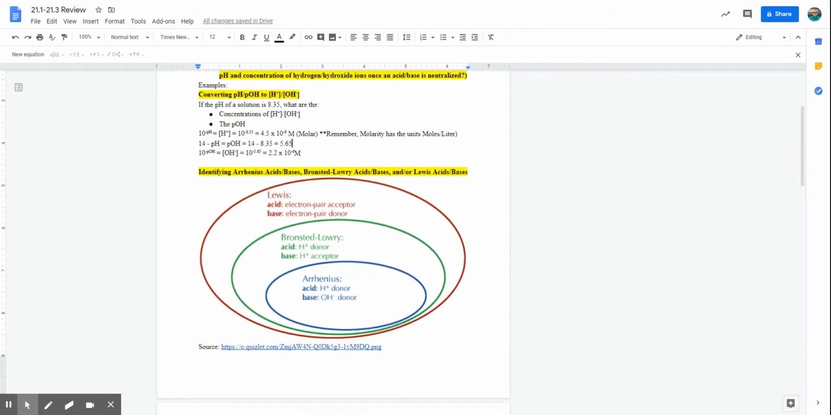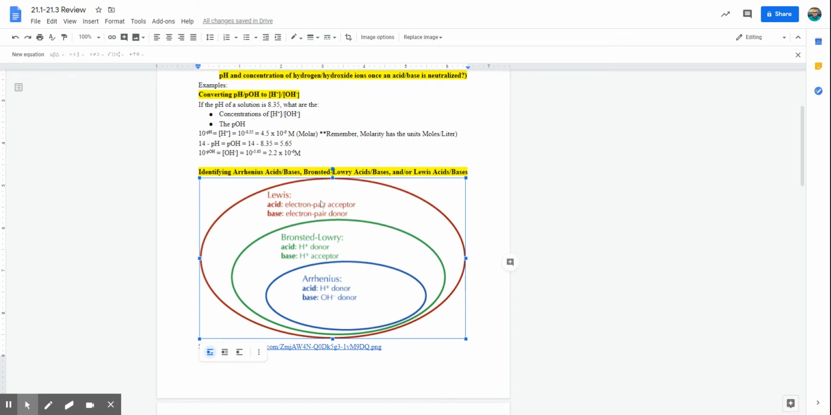The next one is identifying Arrhenius acids and bases, Bronsted-Lowry acids and bases, and Lewis acids and bases. I like this diagram. I pulled it off of Quizlet. I like it because it demonstrates which one encompasses which. The most restrictive definition is going to be Arrhenius, and the least restrictive, or most encompassing, is going to be the Lewis right here. Starting with the most encompassing, Lewis, like the Lewis dot structures, which we've done before.